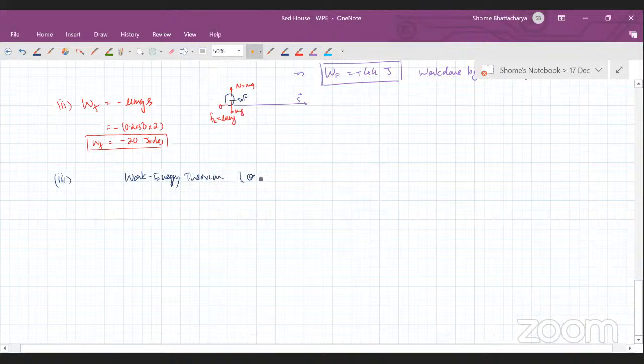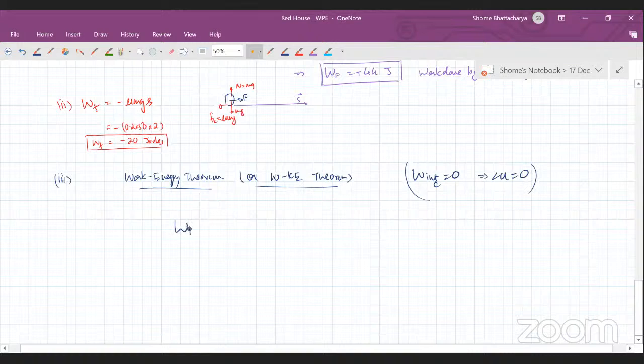or we can also use work kinetic energy theorem, whichever we like. Either way, because there's no potential energy involved over here, no internal conservative force is doing work. So work done by internal conservative force is zero, so there is no change in potential energy. So basically, work done by F plus work done by friction should be equal to change in kinetic energy.